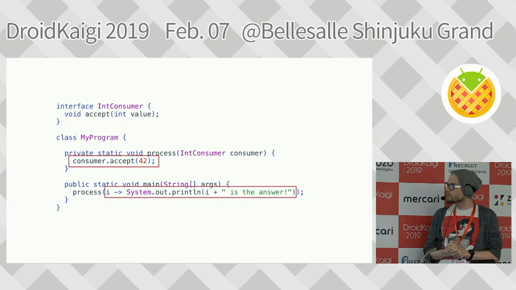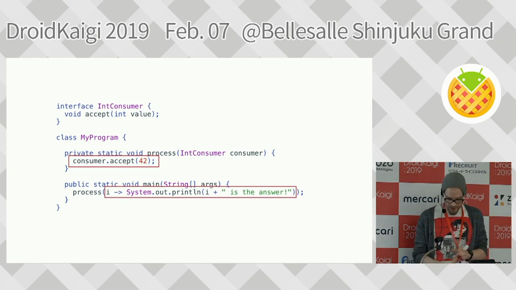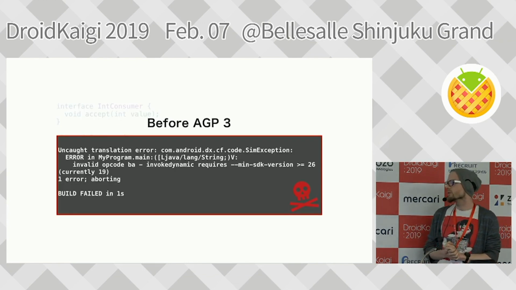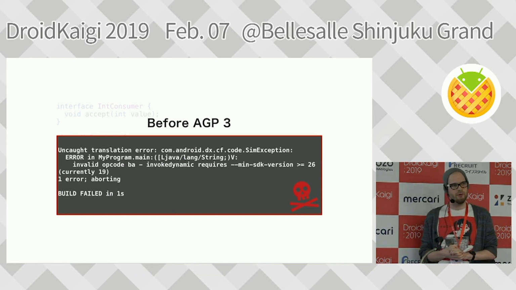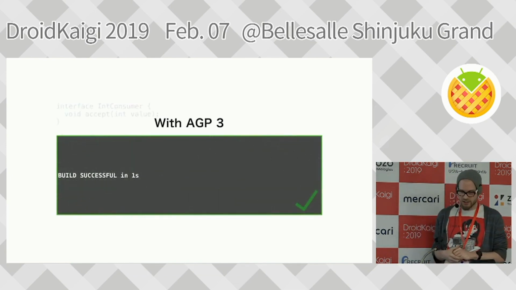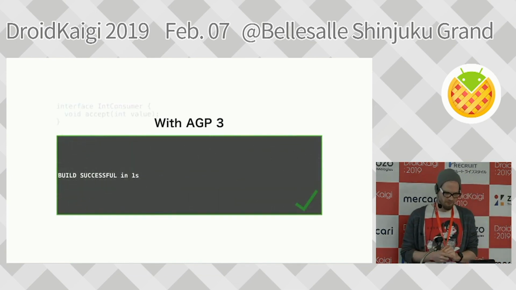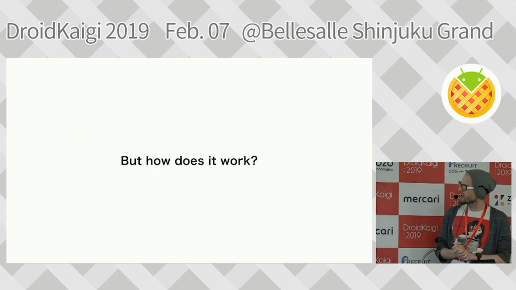And in fact, if you compiled that code in an environment before Android Gradle Plugin 3, the build would fail. And it would say something like, I cannot translate this code. There's an invalid opcode here, and you need min SDK 26 to compile this. And then, without changing anything about the code, just upgrading to Android Gradle Plugin 3, magically, the build is successful. And you could ask yourself, how does that work?